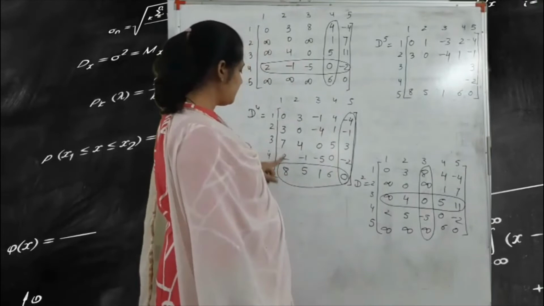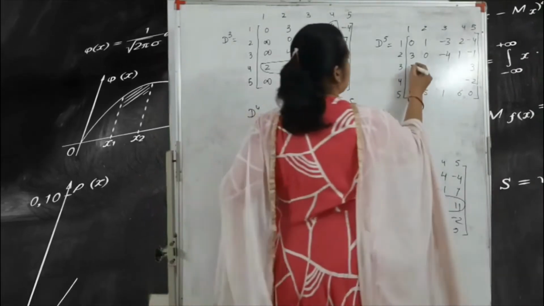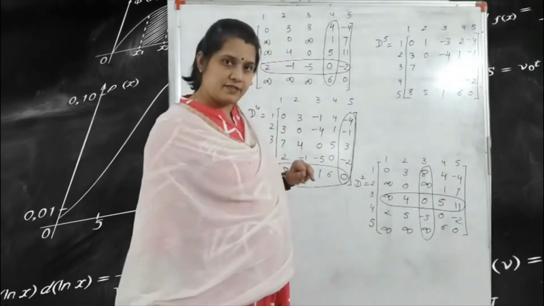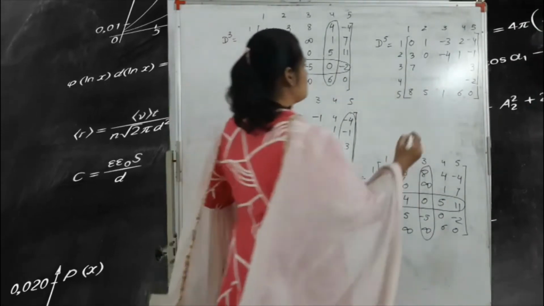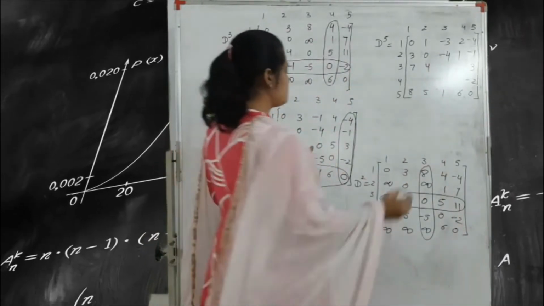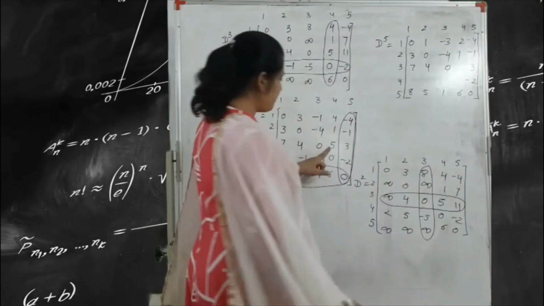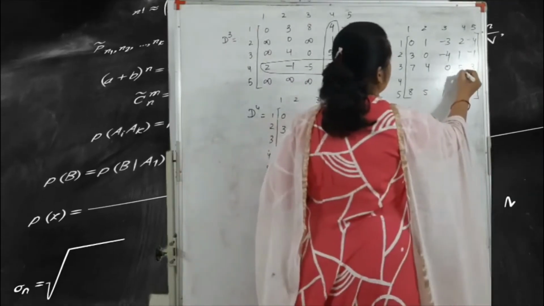Next one is 7. So 8 plus 3, 11. So 11 is the greater value, so we write here only the 7. Okay, 4: 5 plus 3, 8. So we write here 4. Okay, 0: 3 plus 1, so we write here 0. And 5: 6 plus 3, 9. So we write here only the 5.